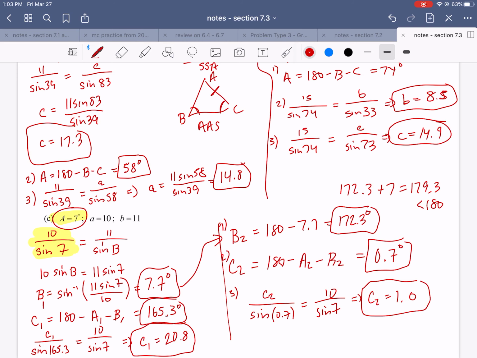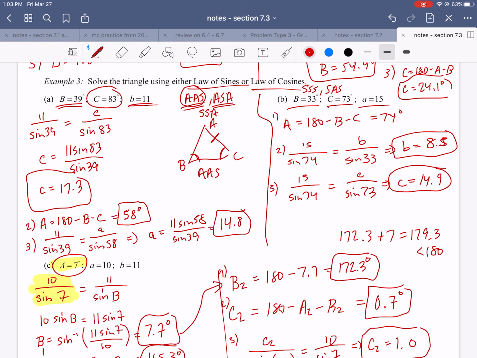So I did three more examples there on the law of sines. I did that really because law of sines is a little more challenging than law of cosines.